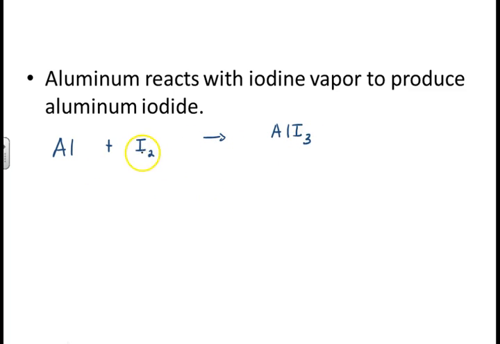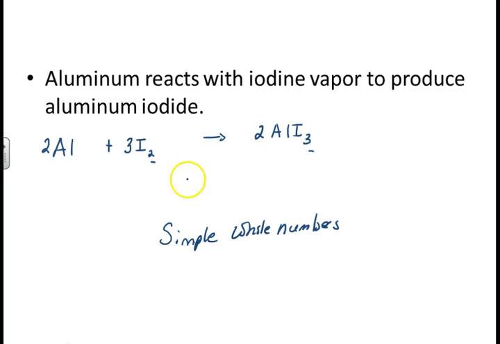There's nothing that I can do to the 2 to make it 3, and there's nothing I can do to the 3 to make it 2. We always have to have simple whole numbers. So in doing this, what I want to do is find a common multiple between 2 and 3, which is again 6. So I can use 3 times 2 is 6, 2 times 3 is 6, and then I've got 2 aluminum, only 1 here, so I give myself 2. And it's balanced.